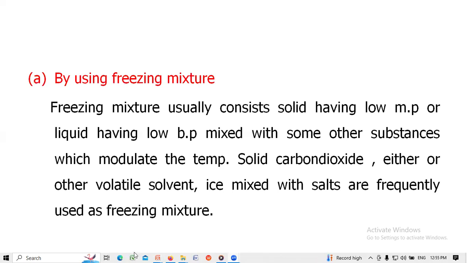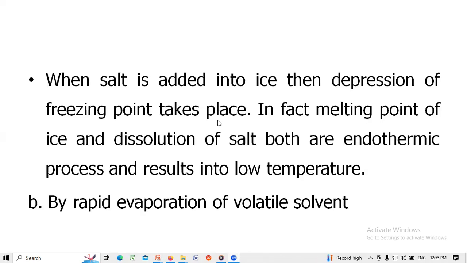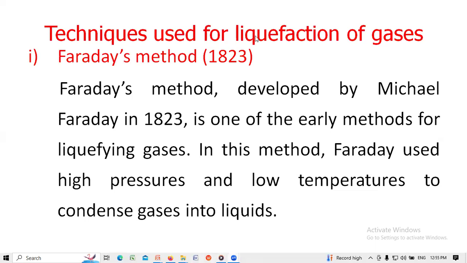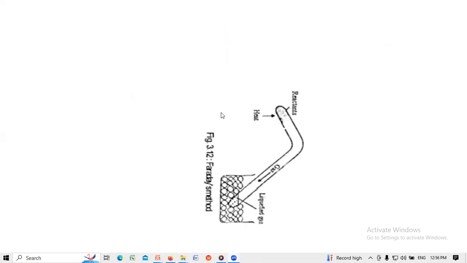Lower temperature is attained by using a freezing mixture and rapid evaporation of volatiles. Techniques used for the liquefaction of gas: Faraday's method. Faraday's method, developed by Michael Faraday in 1823, is one of the early methods for liquefying gases. In this method, Faraday used high pressure and low temperature to condense gases into liquids.